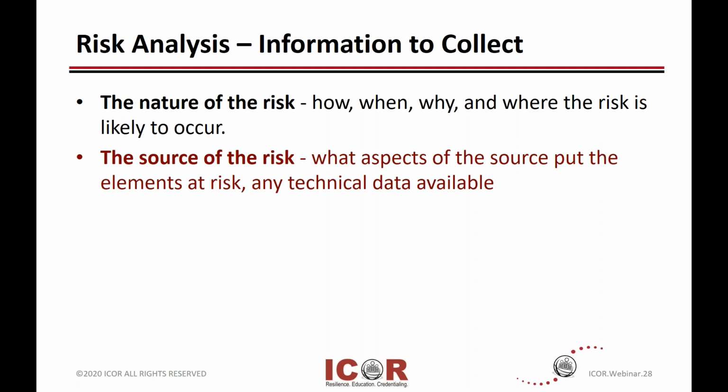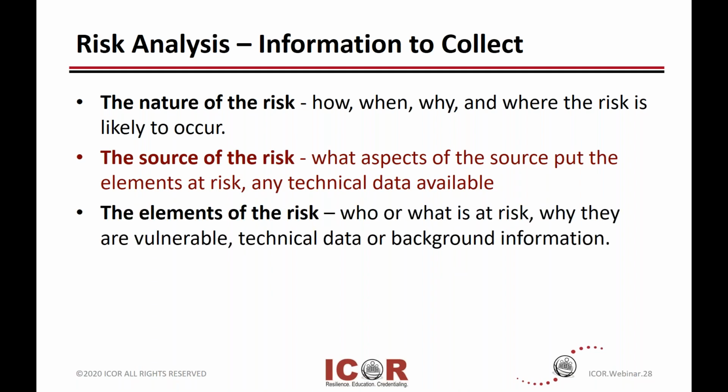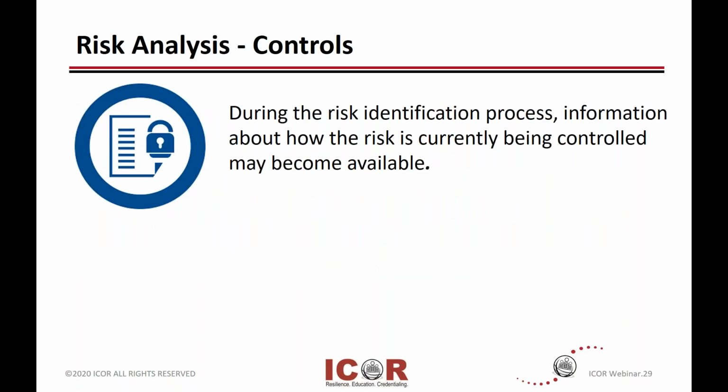And what technical data might you have? When you're looking at the elements of the risk, who or what's at risk? Why are they vulnerable? What technical data or background information do you have? And then, of course, looking at statistical or historical data. This is where the insurance part of your organization, or your insurance carrier, can give you a lot of really good information. And then we talked about looking at your controls.